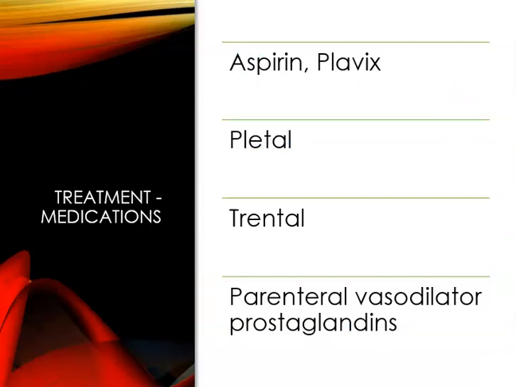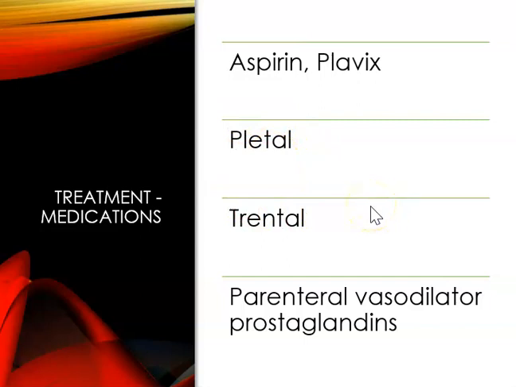Drug treatment of peripheral atherosclerosis is really a lot less effective than it is going to be with coronary artery disease. They're going to give medications to inhibit platelet aggregation and reduce the risk of arterial thrombus, and that's going to be your aspirin and your Plavix. Pletal, that is a platelet inhibitor with vasodilator properties, and that's going to improve claudication in those patients.